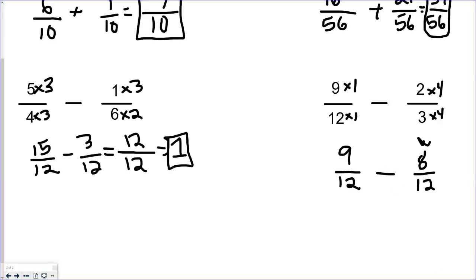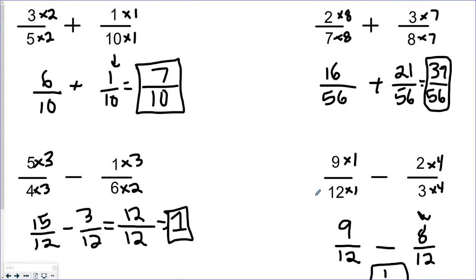Then I subtract. So now my bottom numbers are the same. 9 minus 8 is just 1. So my answer is 1/12. So you don't necessarily have to change both. Sometimes you can get away with just changing one. Other times, like this one and that one, you can't. But again, the goal is to get your bottom numbers to be the same.